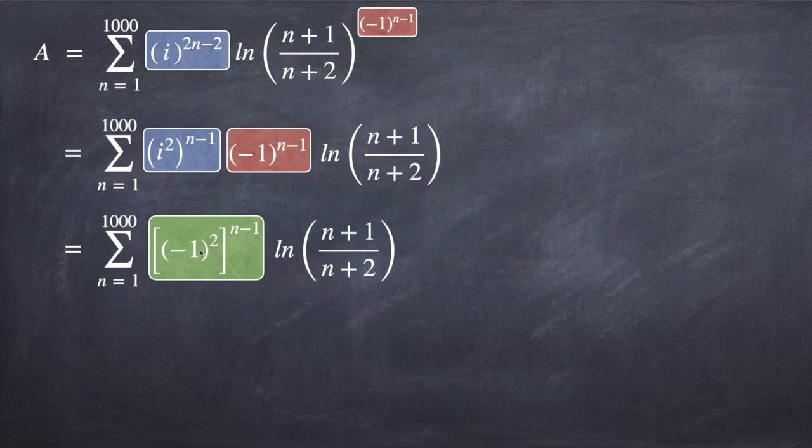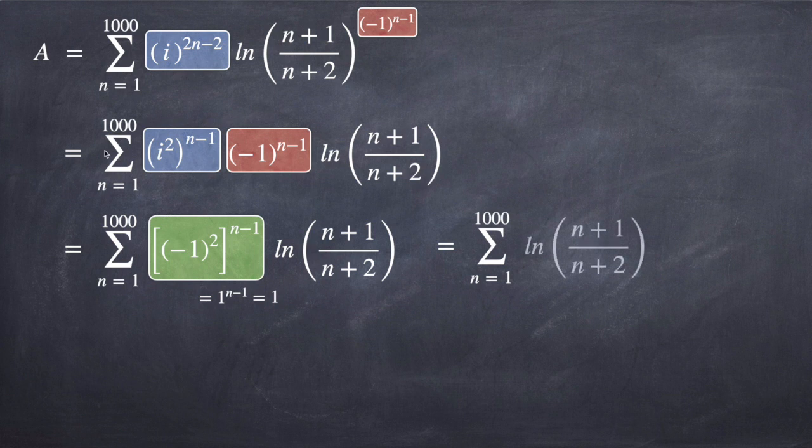Now, minus 1 squared is equal to plus 1. Positive 1. So this term results in 1 to the power of n minus 1. But we know 1 to the power of n minus 1 is equal to 1, obviously. So the result is that A is equal to the summation over n from 1 to 1,000 of the logarithm of this quantity. What is the exponential of the negative of A?